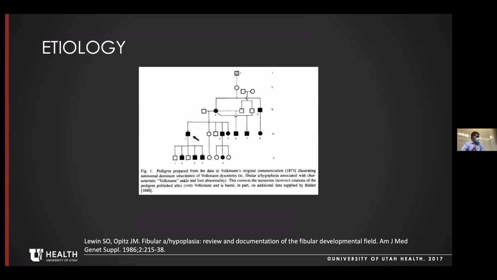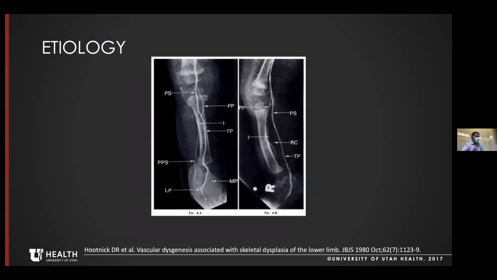We don't think it's genetically inherited, but there are a few cases that demonstrate autosomal dominant, autosomal recessive, and X-linked transmission. Some have suggested that it may be a vascular issue based on early series of arteriograms in these patients that show abnormal vasculature, notably the absence of the anterior tibial artery and a large posterior based vascular supply. But this could also just be a downstream effect.